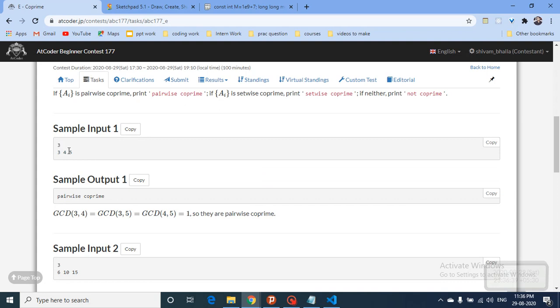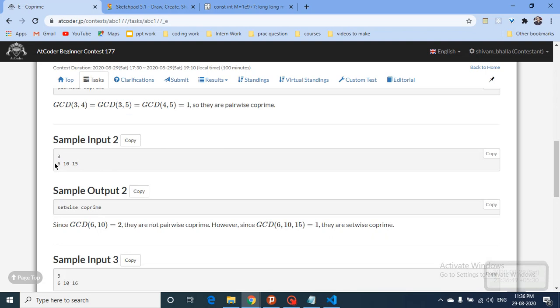Now as you can see in the first test example, 3, 4, 5: the GCD of 3 and 4 is equal to 1, 3 and 5 GCD is equal to 1, and 4 and 5 GCD is equal to 1. So they are pairwise coprime. But in this one, the GCD of 6 and 10 is 2, and 10 and 15 is equal to 5, so they are not pairwise coprime.